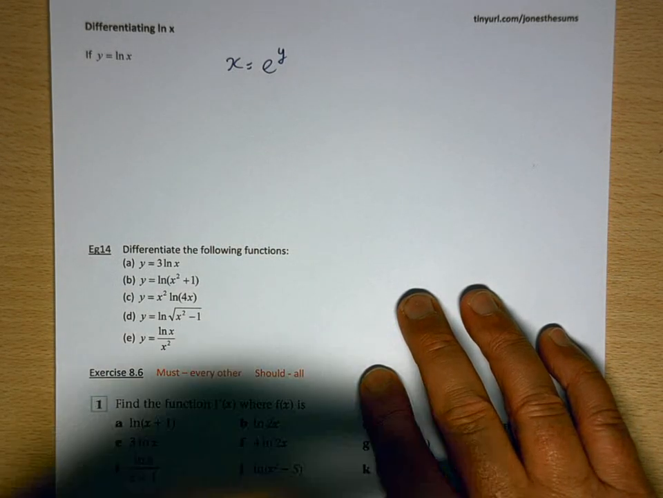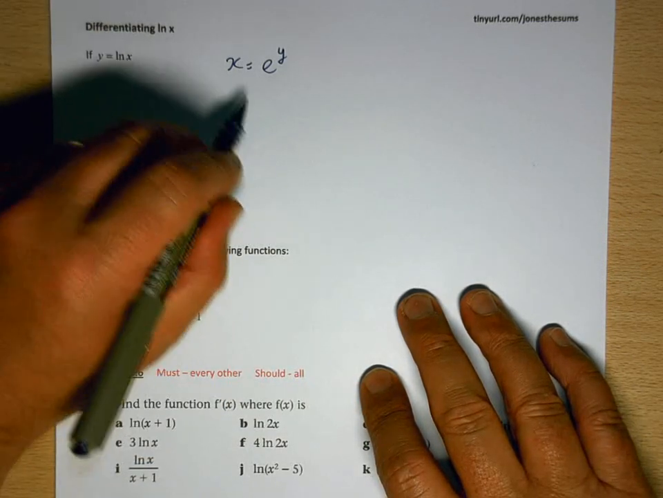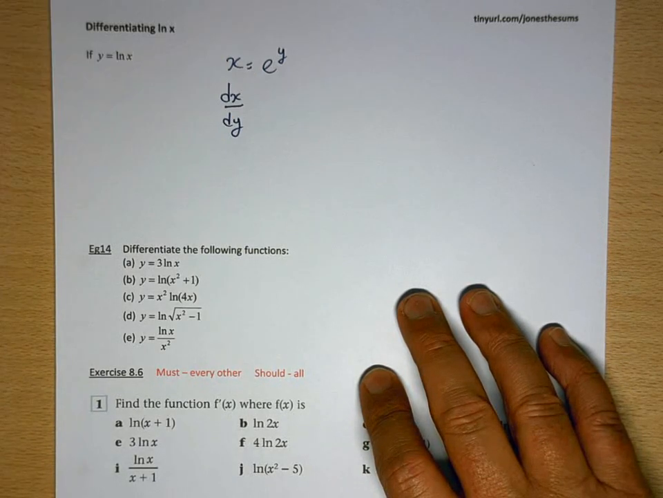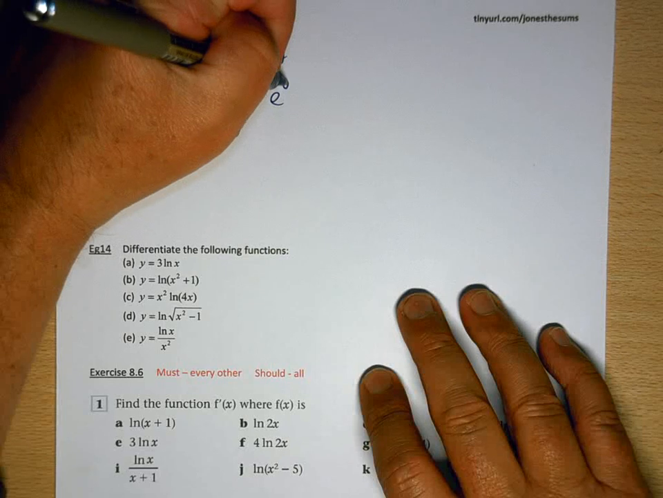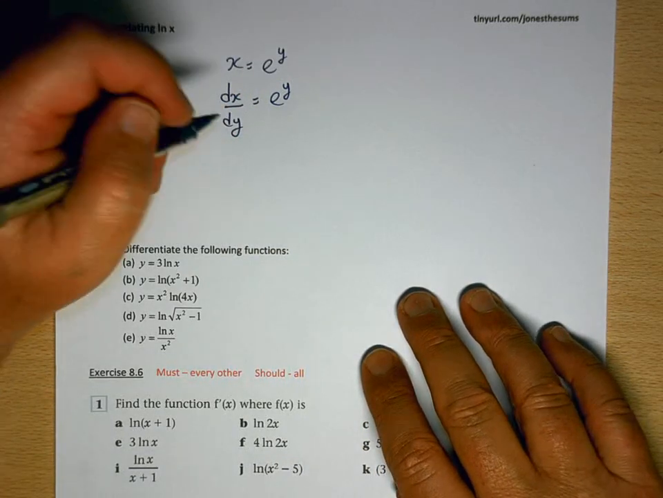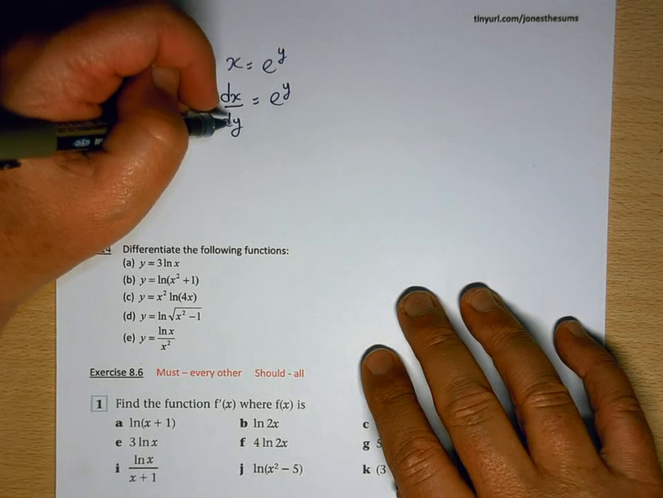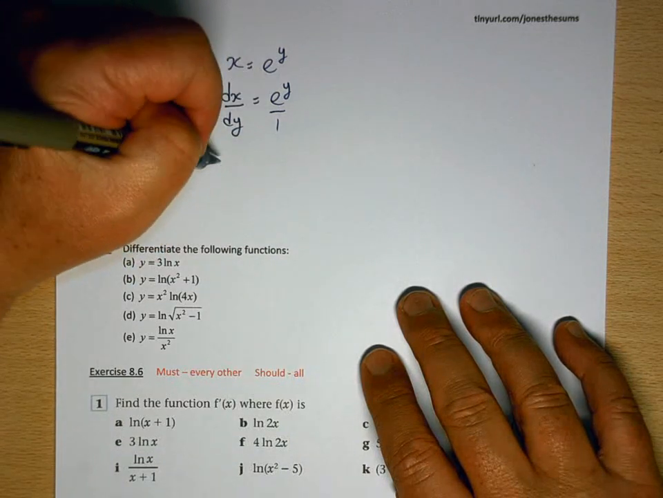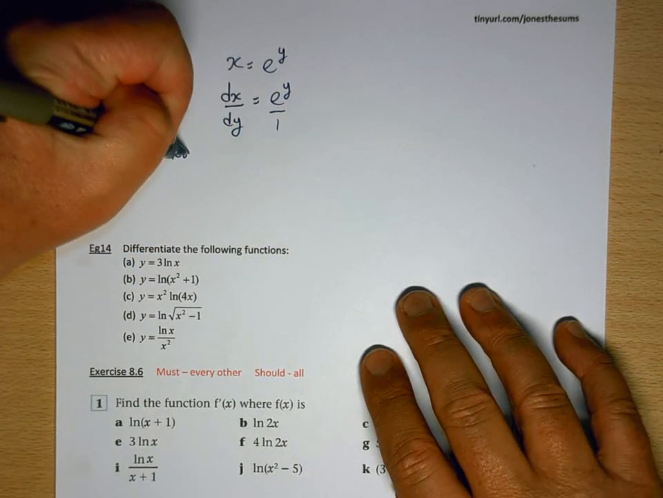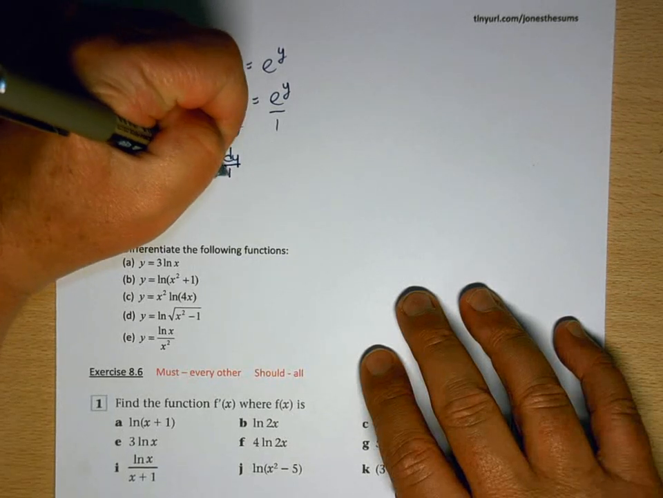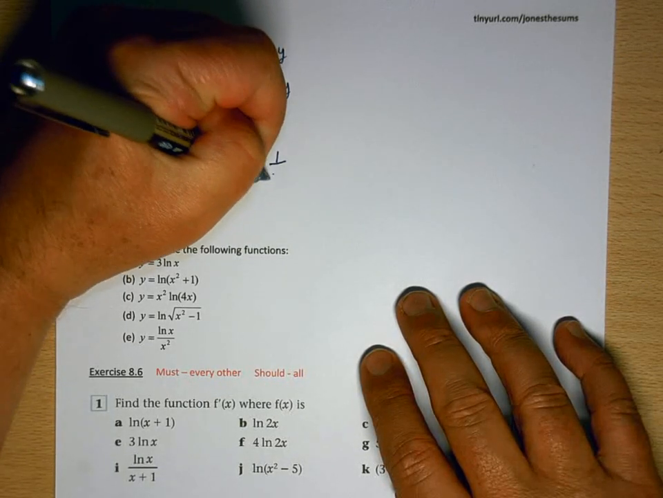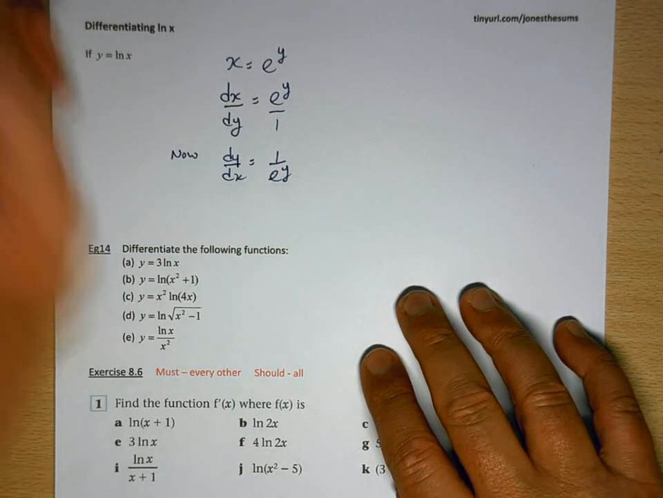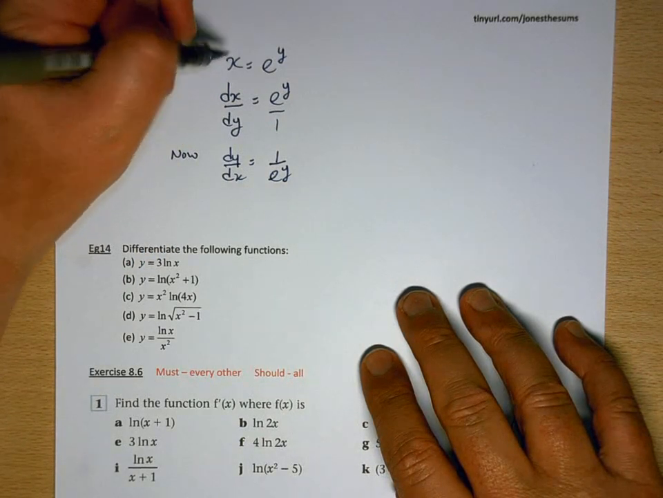They're inverse operators. Now I can differentiate this, but rather than dy dx, I'm differentiating x with respect to y. And I know that that is e to the y. I also know that just like dealing with fractions, if I've got that, then I can invert these to get dy dx is 1 over e to the y. So dy dx is 1 over e to the y, and e to the y is x.